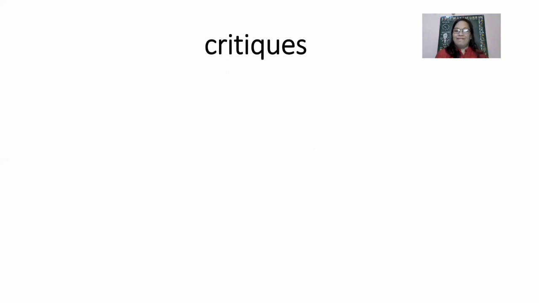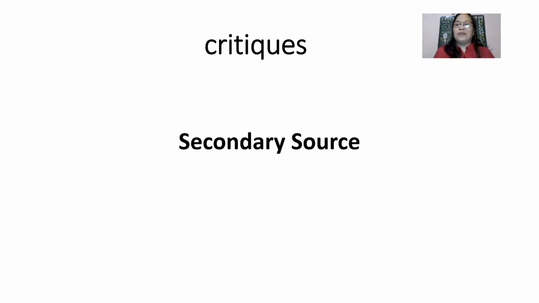Critics. Let's have critics. Is it primary, secondary, or tertiary? I think I already mentioned this. Your time starts in 5, 4, 3, 2, and 1. Okay, the correct answer is secondary source of information. Just like commentaries, when we say critics, we are evaluating a particular text or a particular source of information. So that is why it is secondary, because it is already written by somebody who is not around in that particular event.